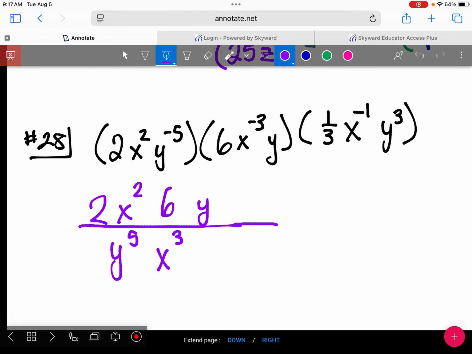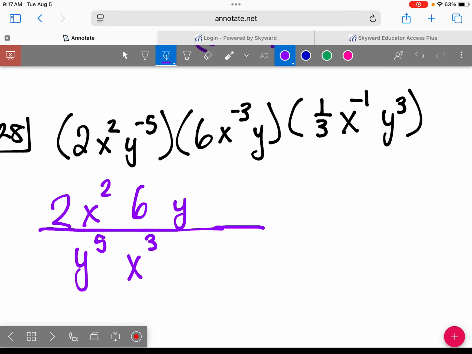So our 6 is in the numerator because it's got a positive exponent. Our x to the 3rd is in the denominator because it's negative. Then our y in the top. Our 1/3, I could put the 1/3 up here, but that's being weird because I have a fraction and that's unpleasant. So instead I'm just going to put the 3 in the denominator, because it's 1/3. It's just like having a 1 here over 3. And then we have our x to the 1st down here and our y cubed up here.